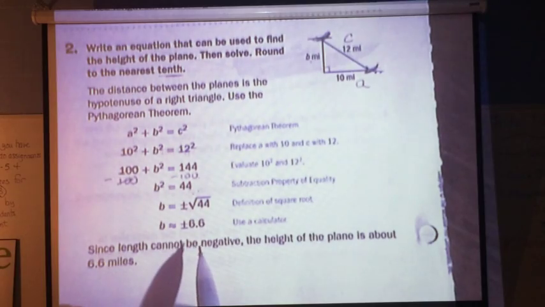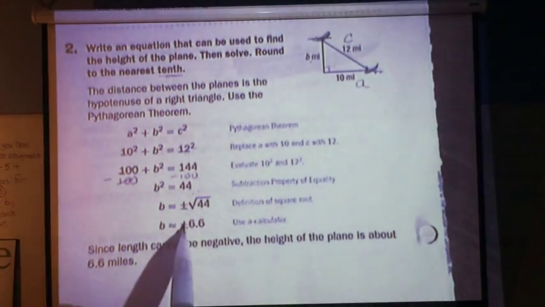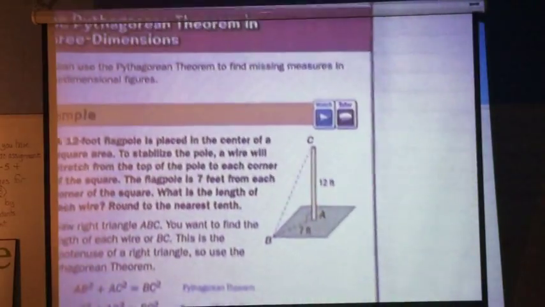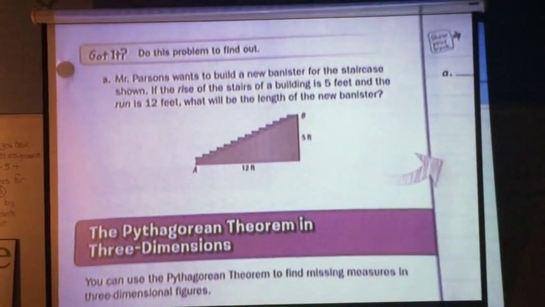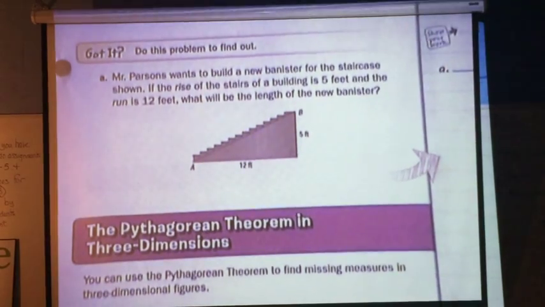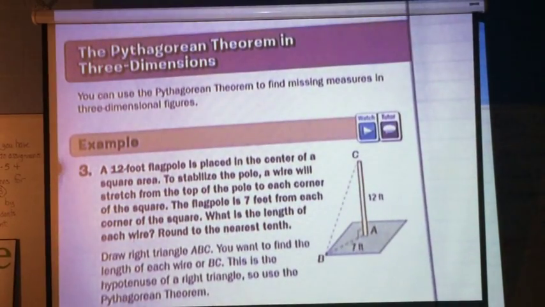Sorry for the interruption. Since the distance cannot be negative, again, that's why we're only using the positive 6.6 as your answer. Go ahead and pause the video and see if you can do the got it on page 425, part A. Okay, when you come back, let's finish looking at the Pythagorean theorem in 3 dimensions.